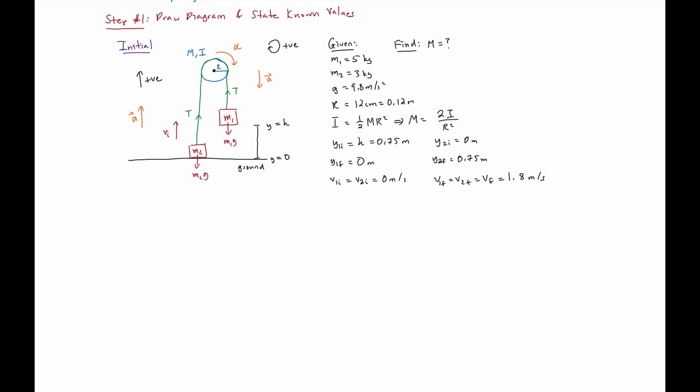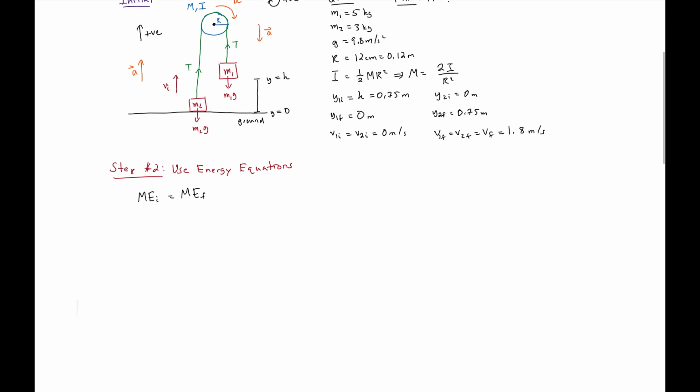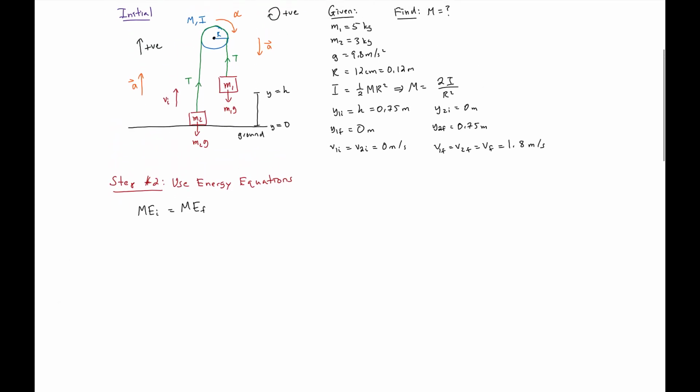Now for step 2, to put everything together, we're going to use the energy equations to solve. So we know that this is a conservation of energy equation. There are initial and final speeds as well as heights. We also know that energy is conserved in this system. So that means we start off with ME initial is equal to ME final. And there are a lot of things to consider here. We have to add up all of the kinetic energies that are acting on the system.